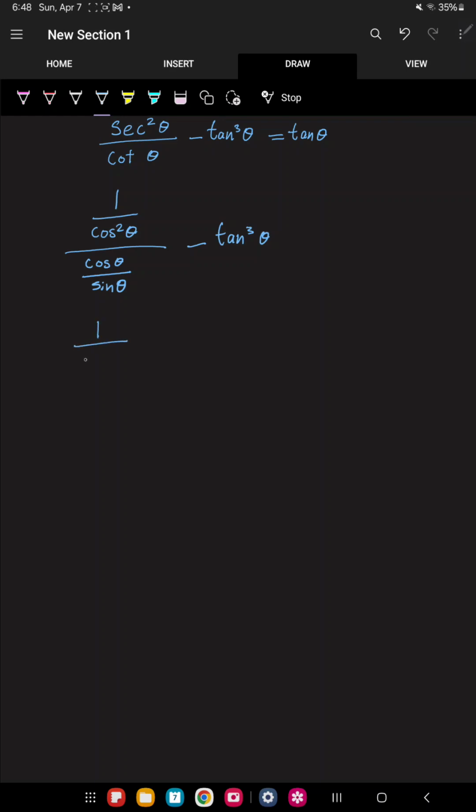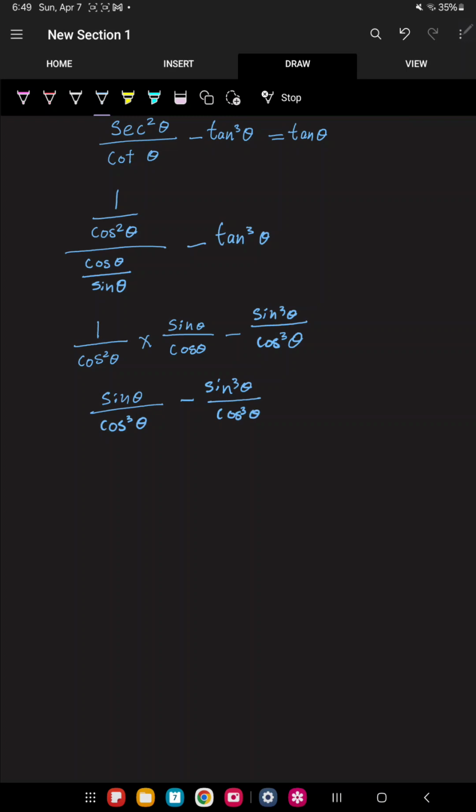So for us to do that, we basically need to keep the numerator the same, and then we need to multiply the inverse of the denominator, which is sine theta over cos theta. And we know that tan theta is equal to sine theta over cos theta. So basically tan cubed theta would equal sine cubed theta over cos cubed theta, right? So when we multiply these ones, we basically get sine theta over cos cubed theta minus sine cubed theta over cos cubed theta, right?